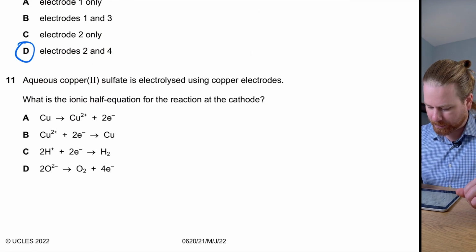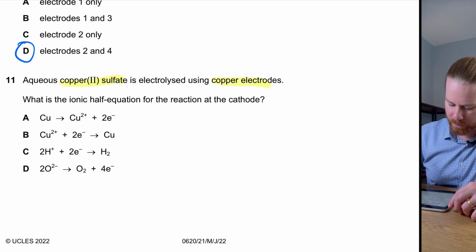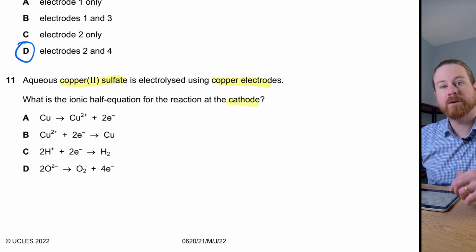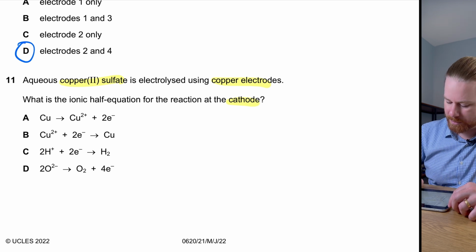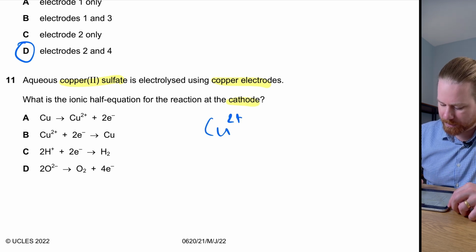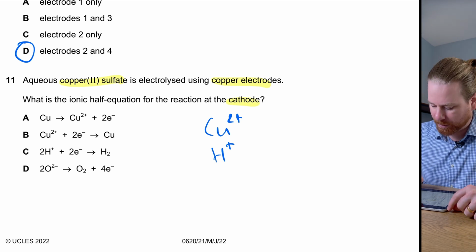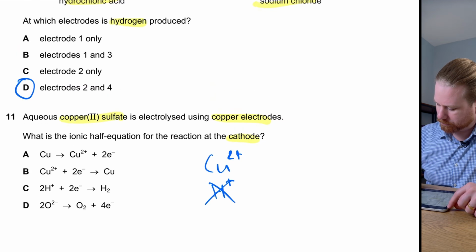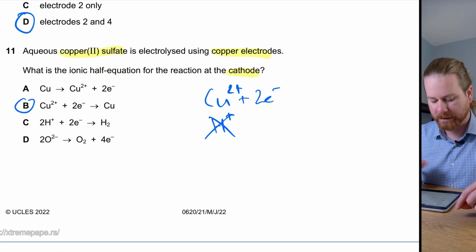Okay, copper 2 sulfate is electrolyzed using copper electrodes, so that is important. We have copper electrodes, copper sulfate. What is the ionic half equation for the reaction at the cathode? So the cathode is the cation. In our electrolysis experiment, our cations are copper 2+ and the hydrogen ion, but because they're copper electrodes, they're taking part in the reaction. So the hydrogen isn't forming in this case, but the copper is. The copper is gaining 2 electrons. So there we go. It has to be this half equation here.